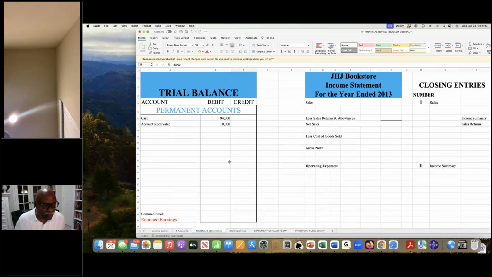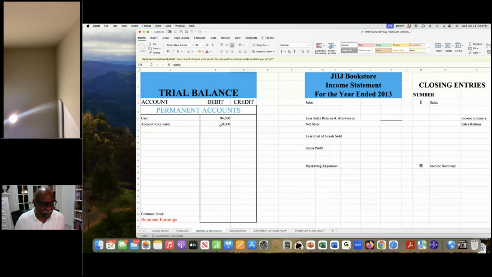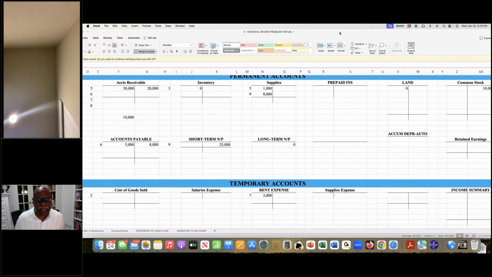So once we determine cash is 94,000, we put the 94,000 here. For receivables, 30 minus 20, the balance is 10. We put 10 on the trial balance. And so what you've got to do is for every account in here that has a balance in it, you got to put it on that trial balance.